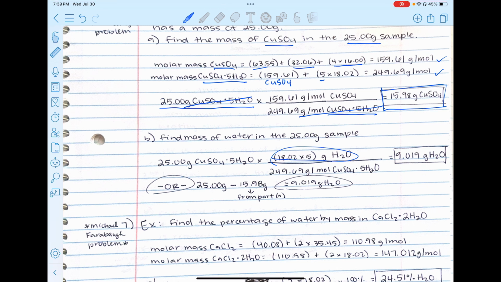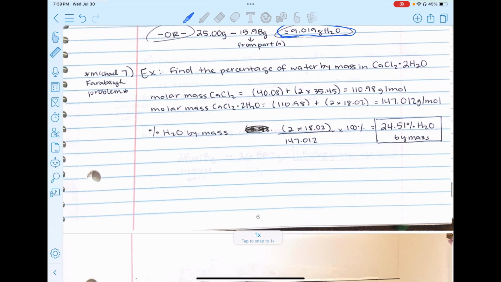And we know the whole sample is 25 grams, so we could just simply subtract our answer of 15.98 from the 25 to get our total grams of water. I tend to go with the more direct method. Do what you're comfortable with. Same answer either way.